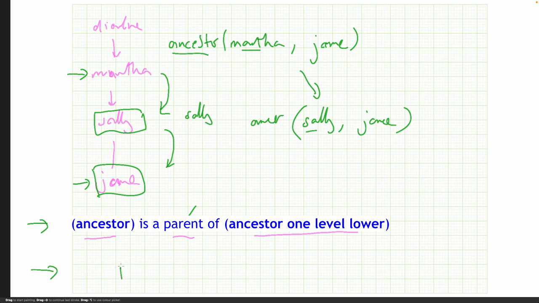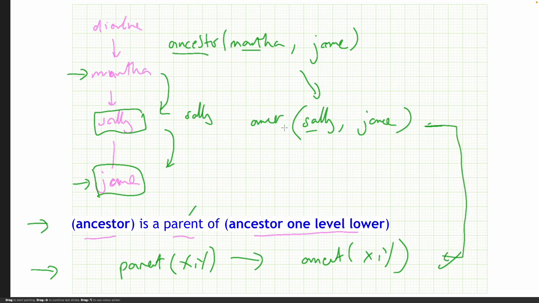We need to say that if somebody is a parent, they are also an ancestor. So parent X Y implies ancestor X Y. And remember in Prolog we write that the other way around because the arrow goes right to left. So ancestor Sally Jane is true because Sally is a parent of Jane, this thing here. That's the stopping rule. The continuation rule would just take us down the family tree until we reach a simple parent relationship. So ancestor, ancestor, ancestor, simple parent.